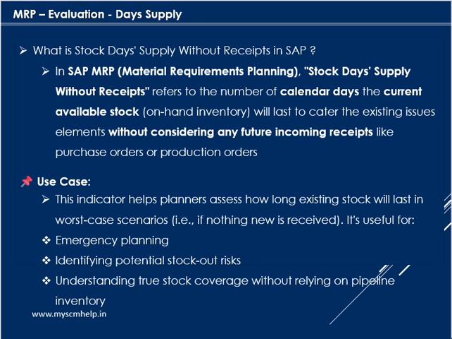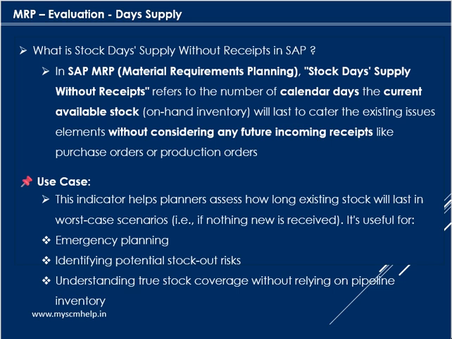During MRP planning, when the system calculates the day supply, here it will consider the stock. It will only consider the stock, plus what are all the issues that we have to do, and how long this stock will help to cater the requirement. That is what is given as a number of days.